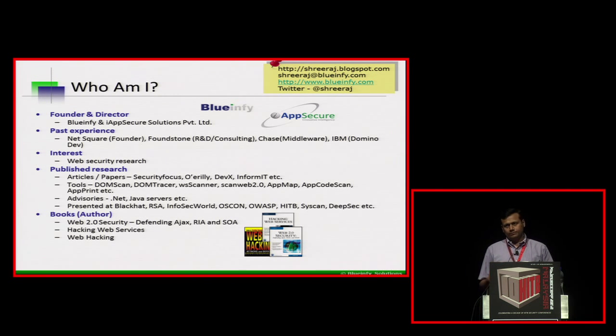At our company, we try to come up with new techniques of scanning, and derive new ways of attacking and defending. Lots of tools are published on our site, which you can download and play around with, like DOM Scan, DOM Tracer, and WS Scanner. Some of them address websites, some web services. I've published several advisories on .NET and Java, presented at Black Hat, RSA, and so on. These are some of the books I've written: Web Hacking, Hacking Web Services, and Web 2.0 Security.